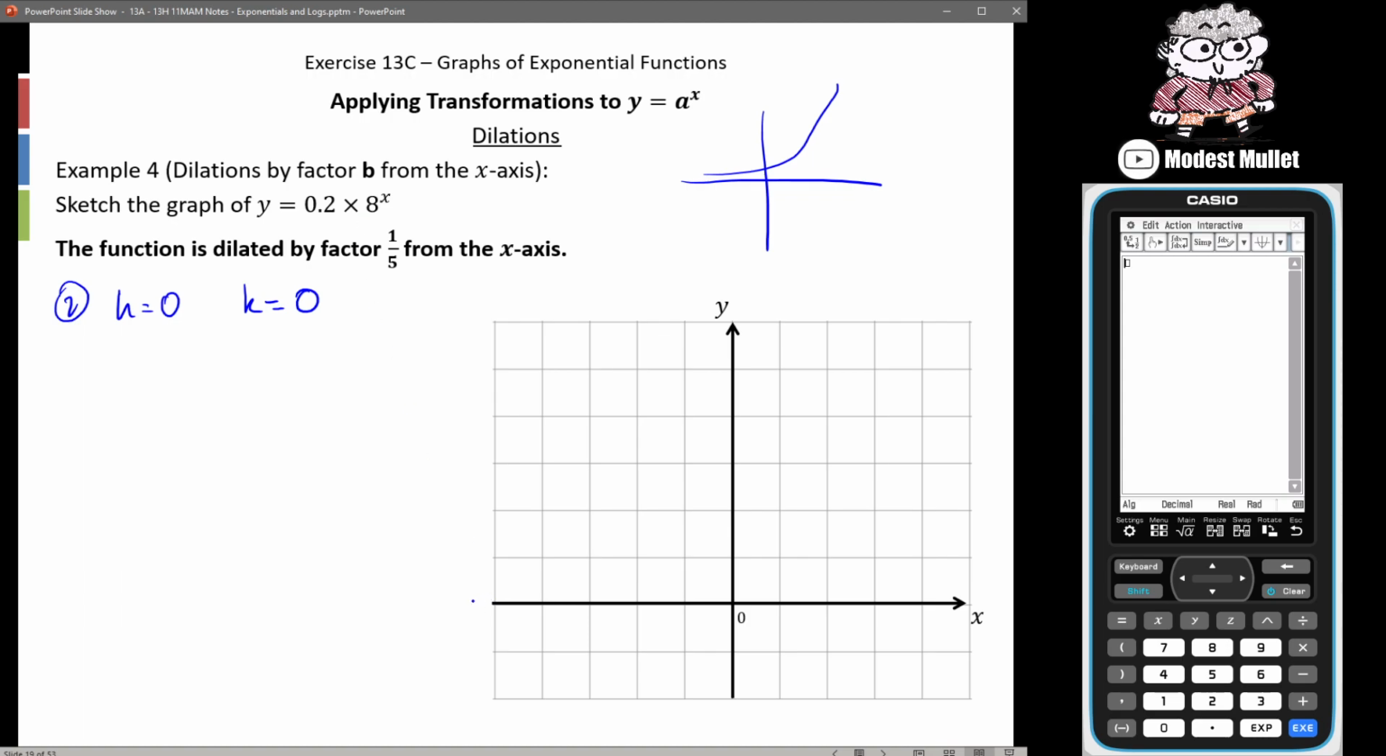Okay, so our asymptote is not affected. Our asymptote is at y equals 0, we can put that in. Step 3, we know we're going to have an intercept, so let's find the intercept.